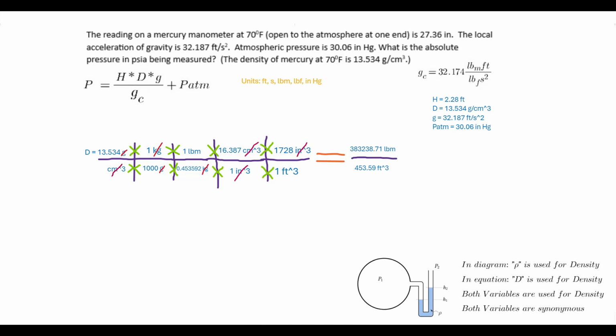383,238.71 pound mass divided by 453.59 cubic feet equals 844.90 pound mass per cubic feet. This is a derived value of density in the desired units.